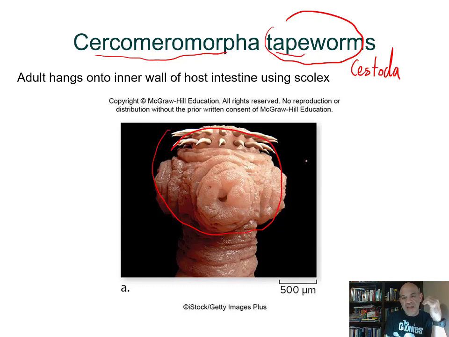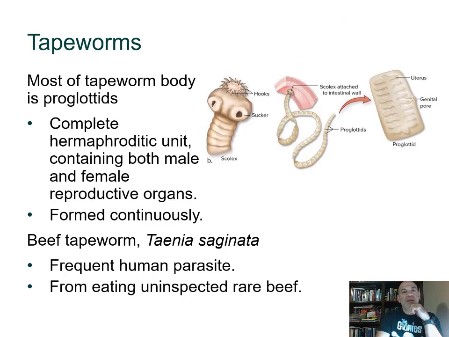And this is a picture of the head here. It's not really a head in the sense that we have a brain and eyes and anything. This is just the anterior end of it. The other end is the end that's producing lots and lots of eggs and segments. So we call this anterior end the scolex. It's not really a true head or cephalization as we see in other bilaterally symmetrical animals. So they're going to hang on to the inner wall of the intestine where there's lots of digested food already.